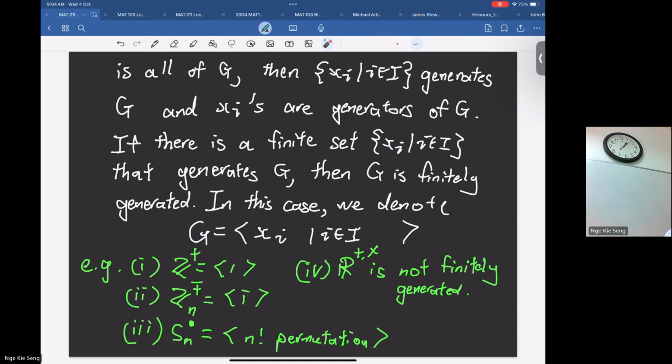Any question? No. Yeah, about function composition. It depends on what function you want to look at. Which function do you want to look at? Because functions in general are not a group, right?